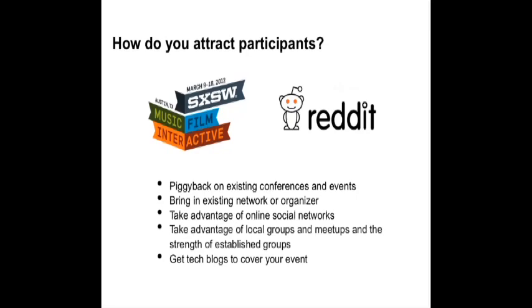Bring in an existing network partner or organizer, someone that has access to a large group of developers already. Take advantage of the online social networks. Hopefully you already have some street credit on Reddit or Hacker News, but take advantage of those as well as the offline groups like Meetup and other local developer groups, PHP groups, Java user groups, stuff like that. And then really reach out to the blogosphere and get them to cover your event. And developers are going to hear about it if it's in their area.